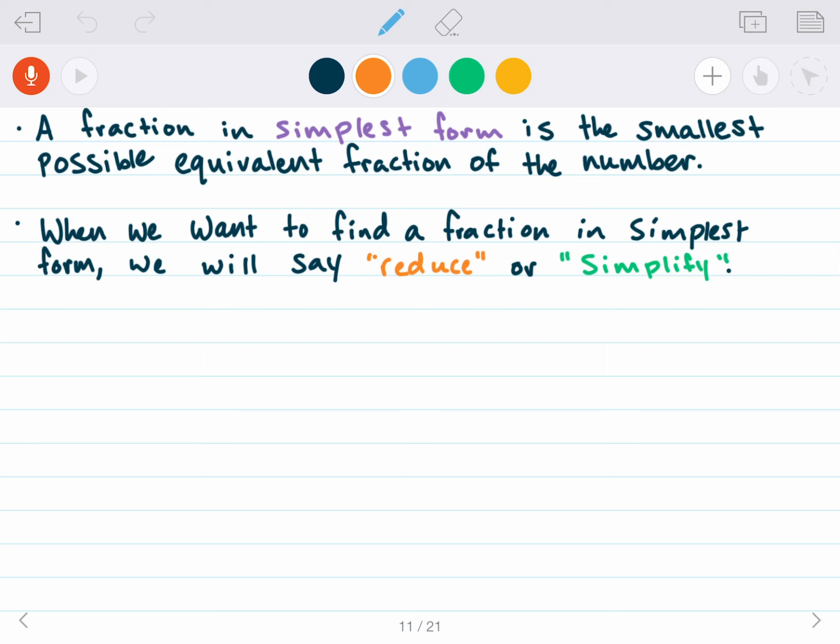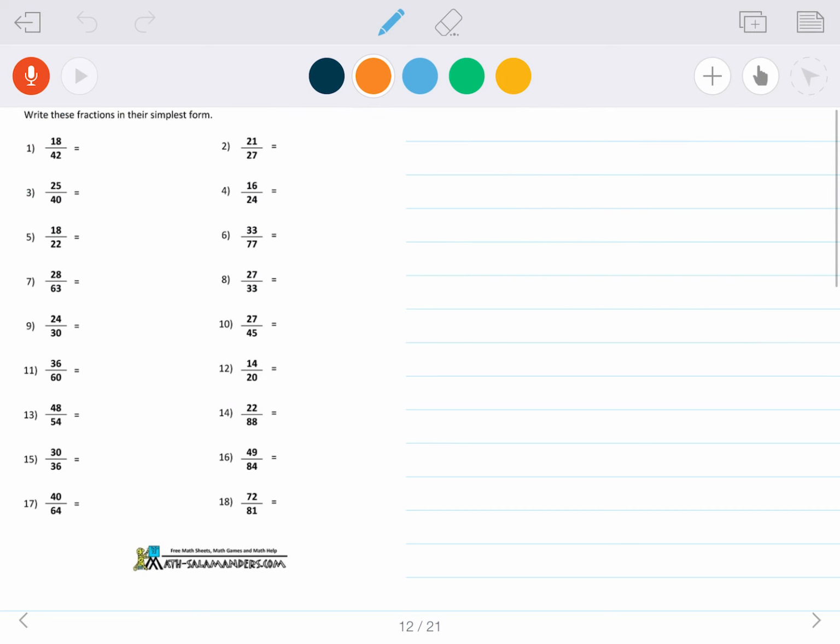All right, so a fraction in simplest form is the smallest possible equivalent fraction of the number. When we say we want to find a fraction in simplest form, we'll say either reduce or simplify. So let's look at some examples here. So simplest form, we're going to divide as much as we can until we can't anymore. So for example, let's look at number 1.